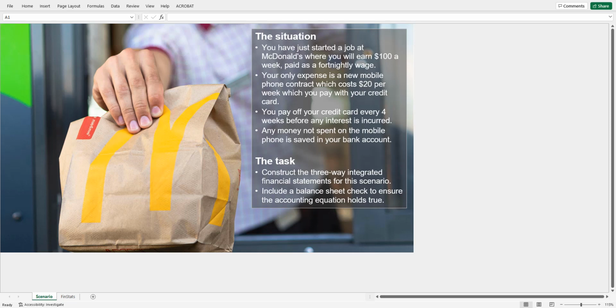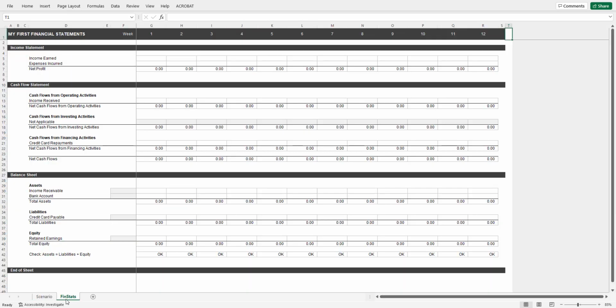And in doing that, we're also going to include a balance sheet check to ensure that the accounting equation holds true. So what I might do is I'll go to the next worksheet, FinStats, which is short for financial statements. And here I've created the shell of what we're going to be working on. So we've basically got a whole bunch of gaps that we need to fill in. And once we fill in all these gaps, we will have our financial statements fully integrated.